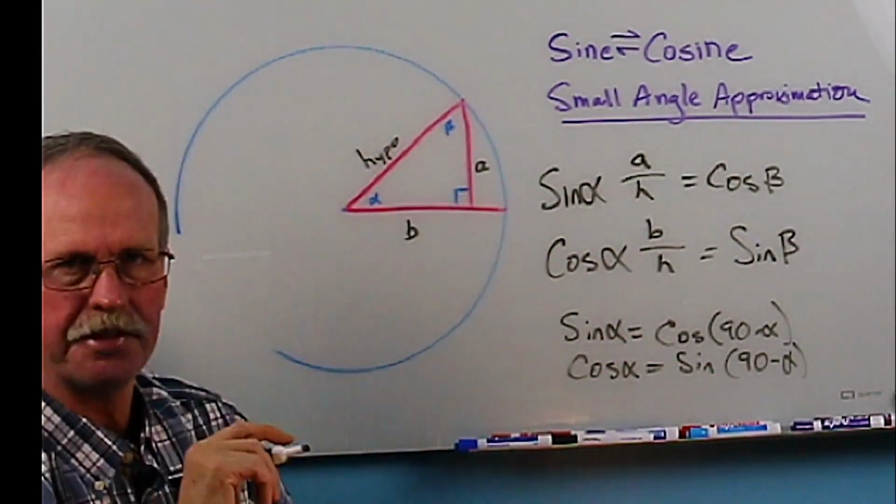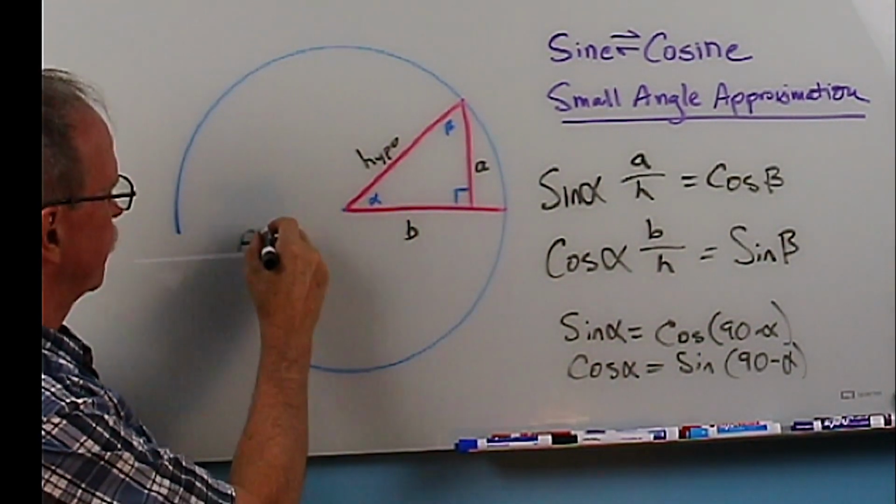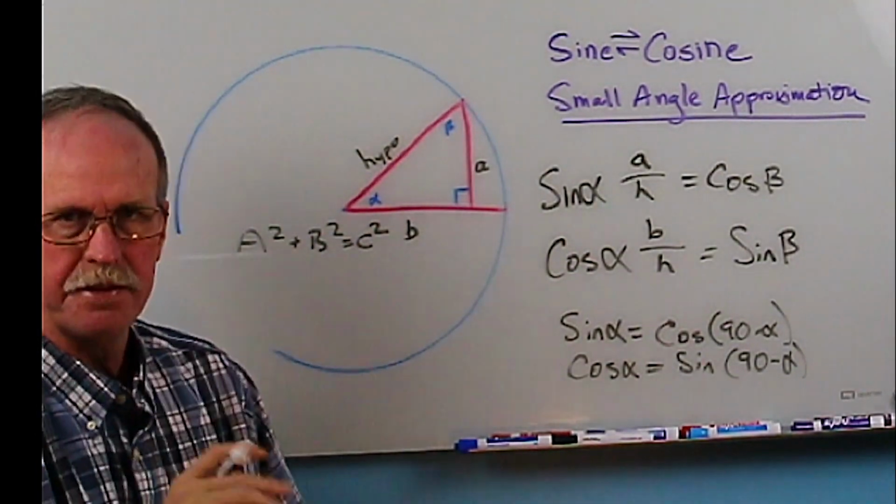But let's look at one more very important relationship between sine and cosine. And that's something called the Pythagorean identity. Now, we're all familiar with this. That would be the Pythagorean theorem.